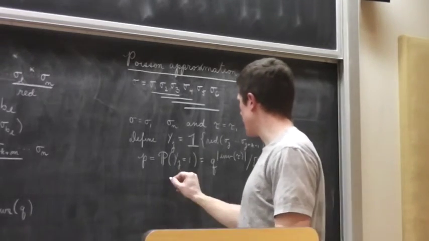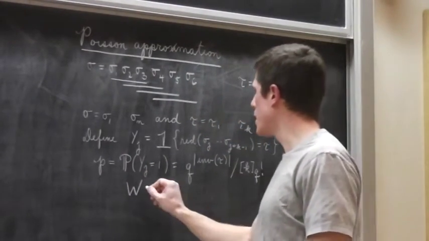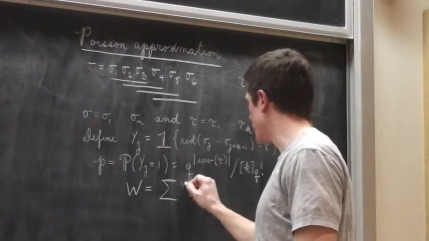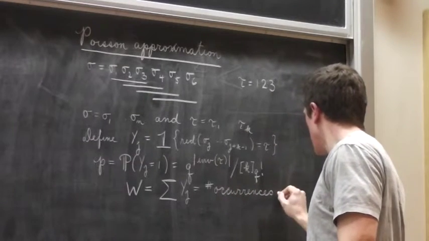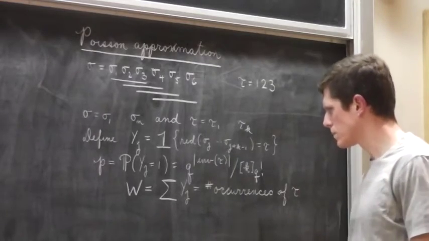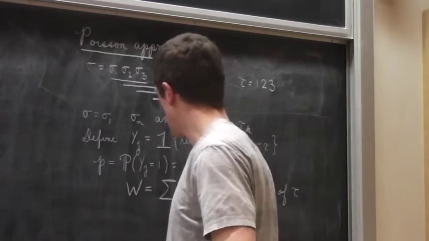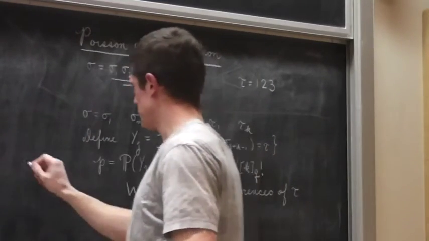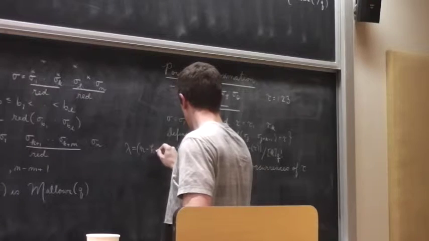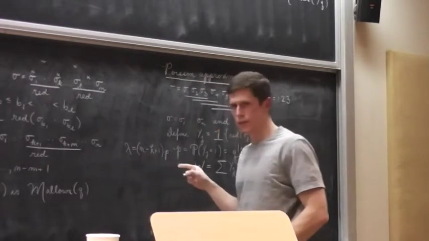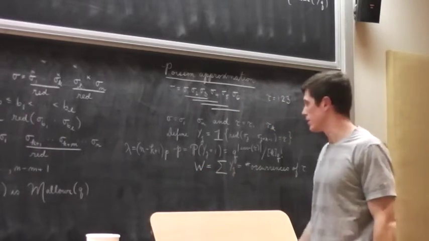And so what I'd like to do is estimate or somehow approximate the number of occurrences, which is the sum of these yj's. So this is the number of occurrences of tau. And let me define lambda to be equal to n minus k plus 1 times p. Okay, so this is the sum of these p's. It's the expected number of occurrences.